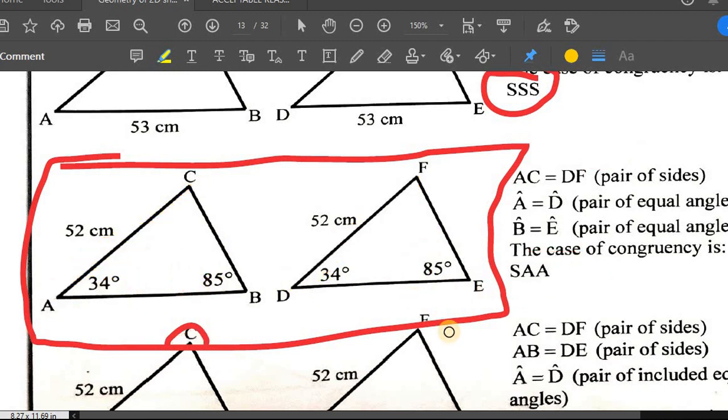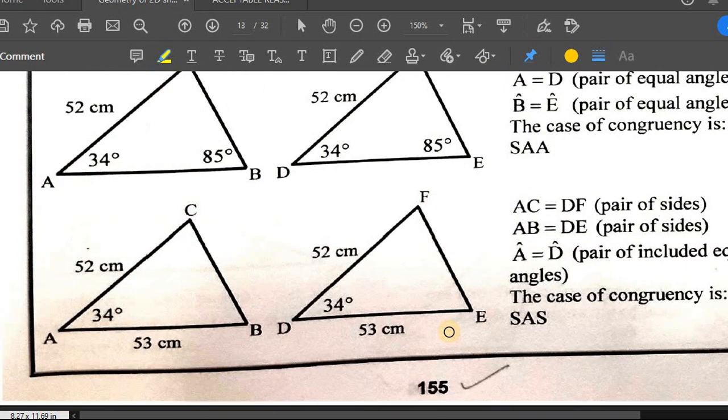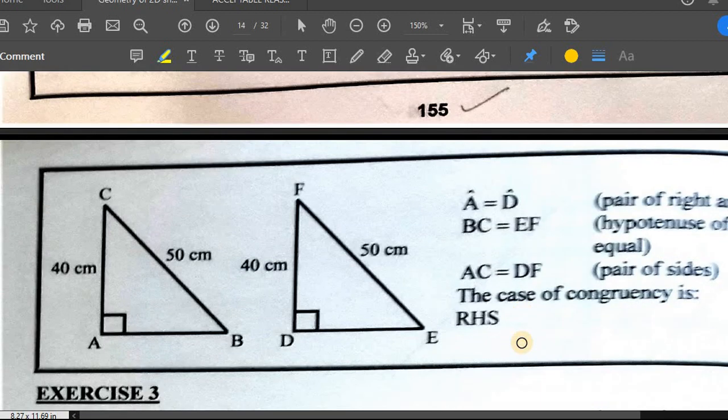Here, side, angle, side: side 52. We got an angle here 34 and 53. I think you can see that, right? That's quite basic. That's grade stuff.